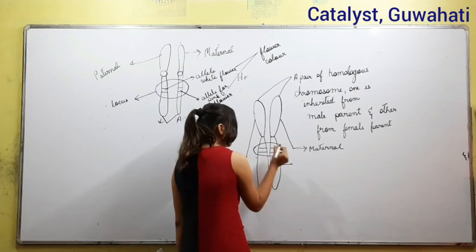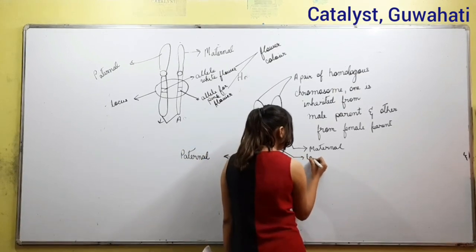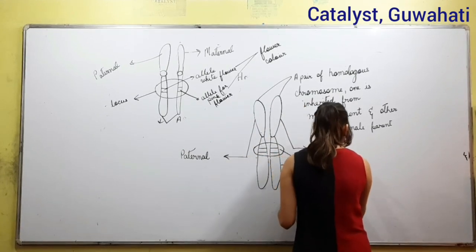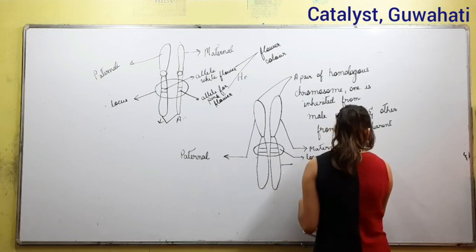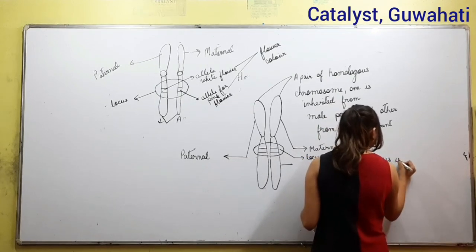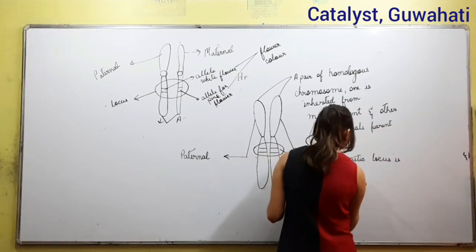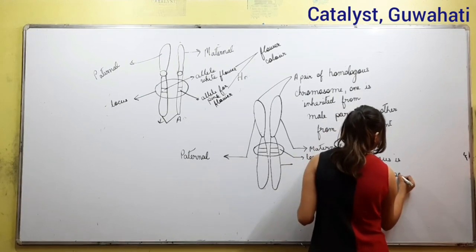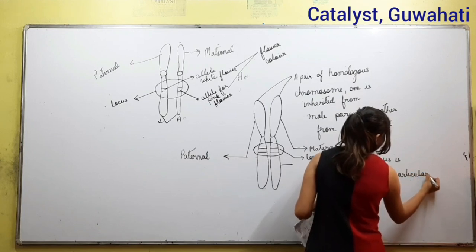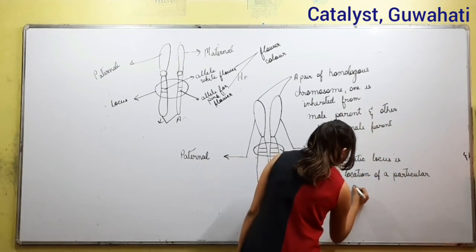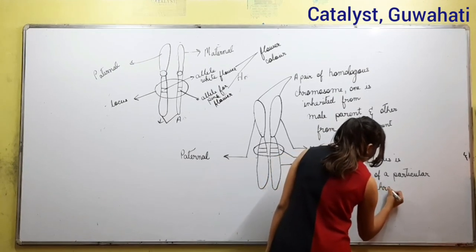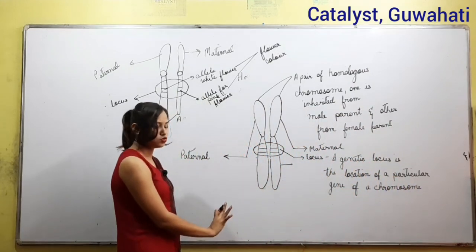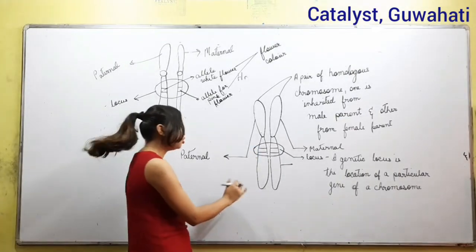This will be a specific locus. A genetic locus is the location of a particular gene on a chromosome. The locus simply defines the location of a particular gene in a chromosome. Okay, so at this locus, there will be a specific gene.